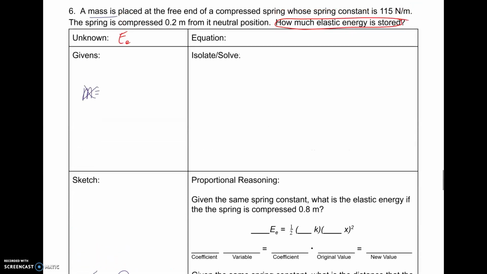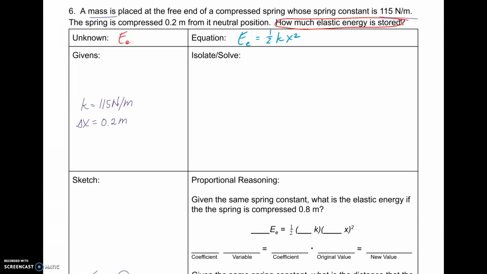So we don't need that, but we do know that the spring constant is, and let me just erase this mass, the spring constant is 115 newtons per meter. And the spring is compressed 0.2 meters, so that means that the delta x, the spring compression, is 0.2 meters from its neutral position. The equation that we're going to be using is elastic potential energy is equal to 1/2 spring constant times stretch squared.